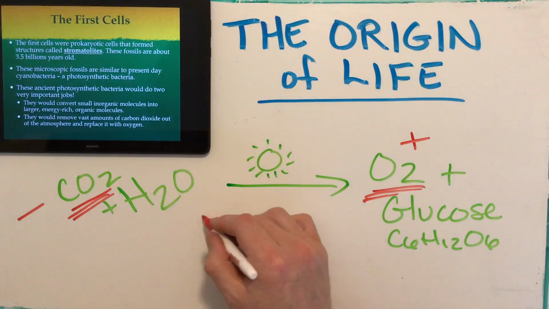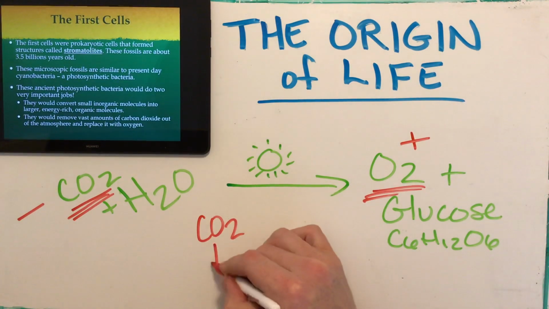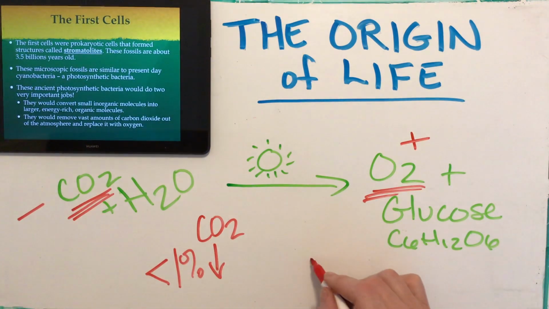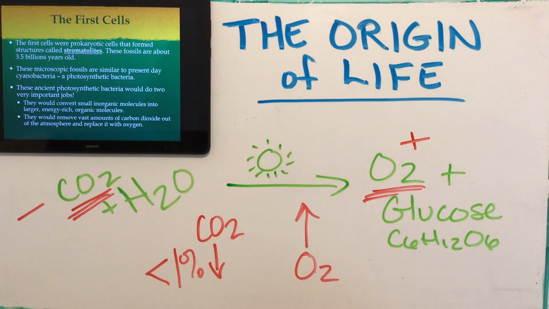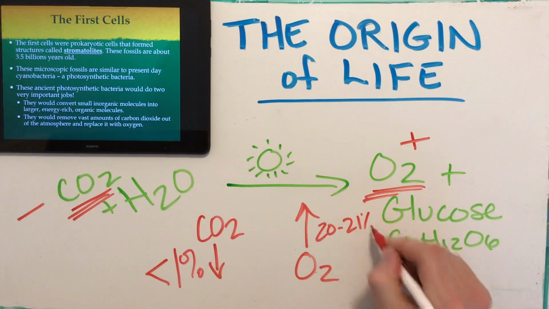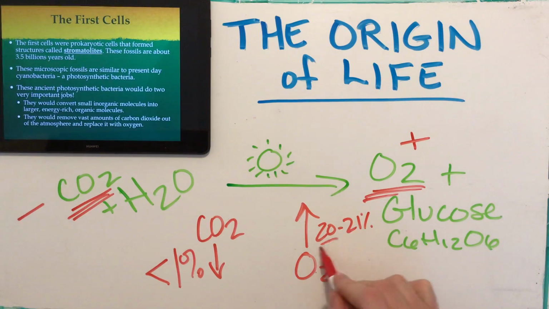And if you allow these things to do it over millions and millions and millions of years, you will see an atmosphere that started with a ton of carbon dioxide. Those levels will drop, and currently today it's less than 1% of our atmosphere. And what we see is the oxygen levels, which we said earlier, there was hardly any free atmospheric oxygen, increase dramatically. Currently today, our oxygen levels are 20 to 21%, right? Probably closer to 20 with the amount of combustion that we do.